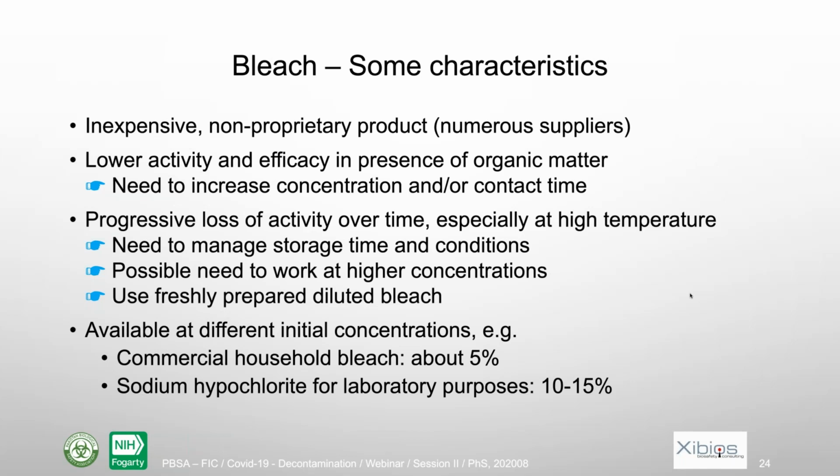The last important characteristic is that it's available at different initial concentration. I mean that the bleach that are sold, they have different concentration in chlorine, and chlorine is what really will inactivate the biological agent. So most commercial household bleaches have a concentration of 5% of available chlorine, while sodium hypochlorite for laboratory purpose can have a concentration between 9 or 10 up to 15%. So when you do the dilution, of course, you should know the concentration at the start.